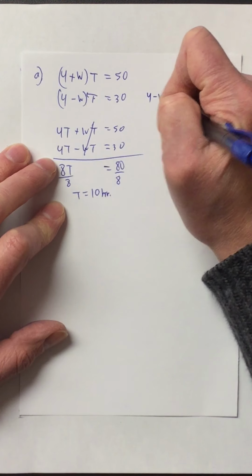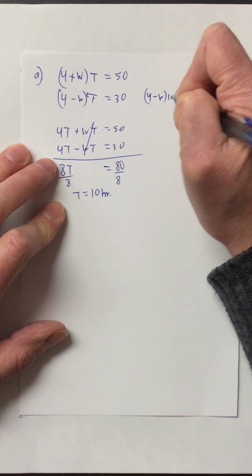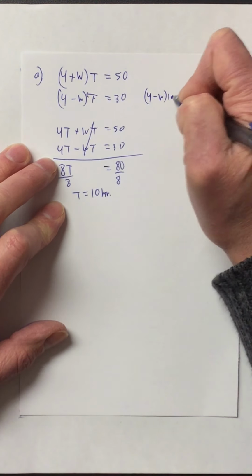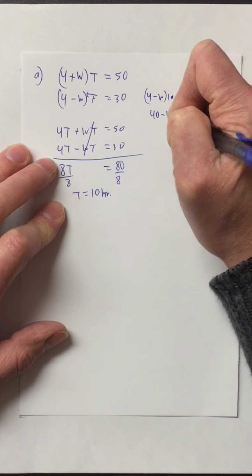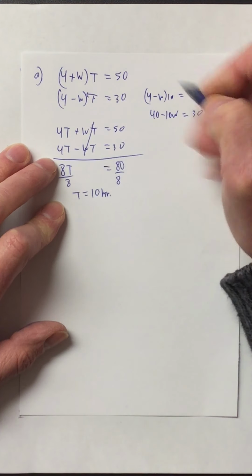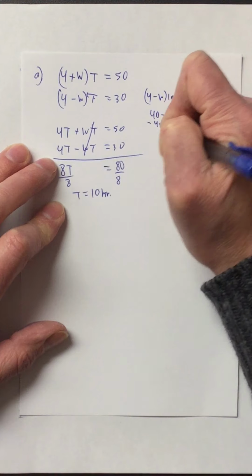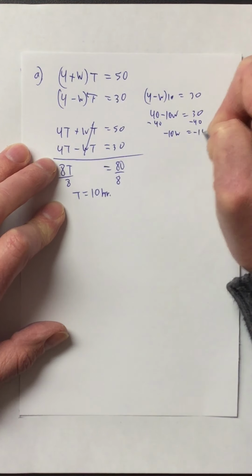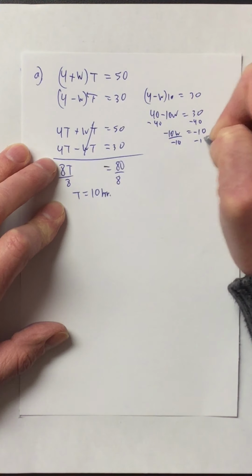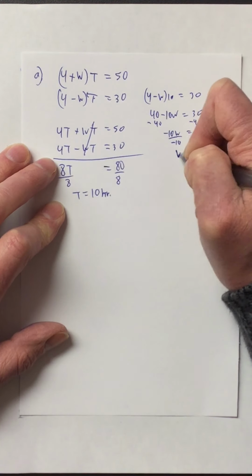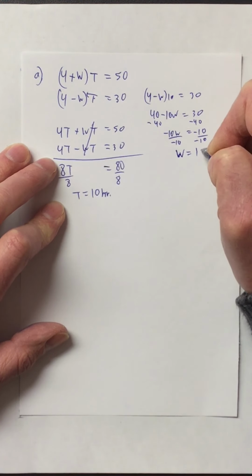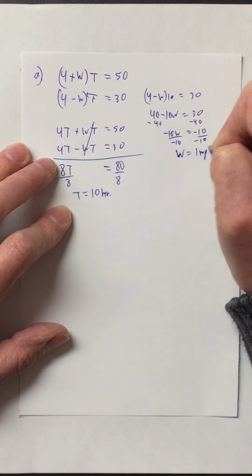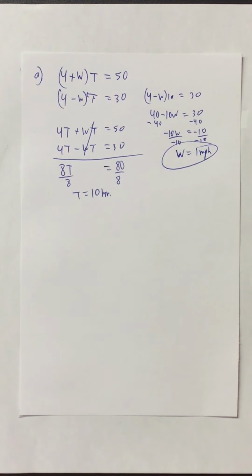So 4 minus W times 10 is equal to 30. So we get 40 minus 10W equals 30. So if we subtract 40 from both sides, we actually have equals negative 10. Divide by negative 10, divide by negative 10. W, the water speed, is 1 mile per hour for our current.